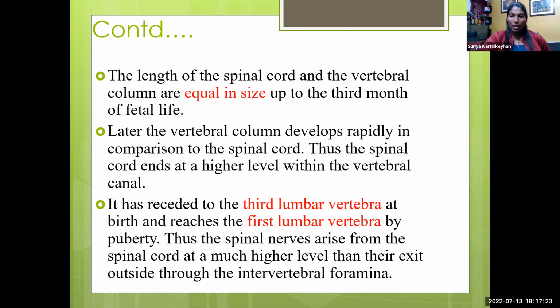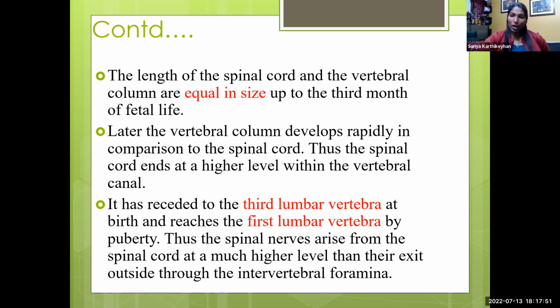And what happens in intrauterine life? Up to the 3rd month of life, both the spinal cord and the vertebral column grow equal in size. After that, the vertebral column proliferates rapidly, whereas the spinal cord grows very slowly. When compared to the spinal cord growth, the vertebral column grows rapidly.